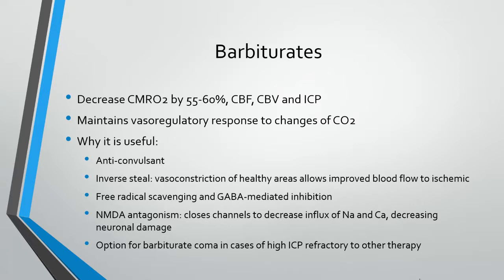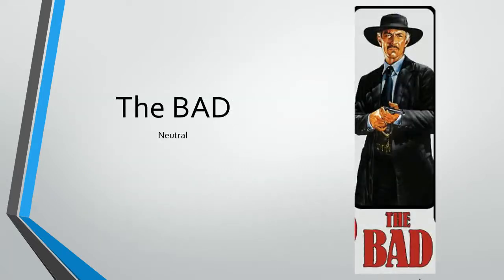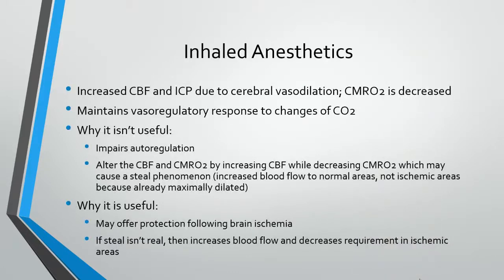They're also very useful in patients who are refractory to other therapies with high ICP, as they can allow you to have a barbiturate coma, allowing the brain time to heal from the insult that it's experienced. So the bad, or the more neutral medications on this list, are inhaled anesthetics.